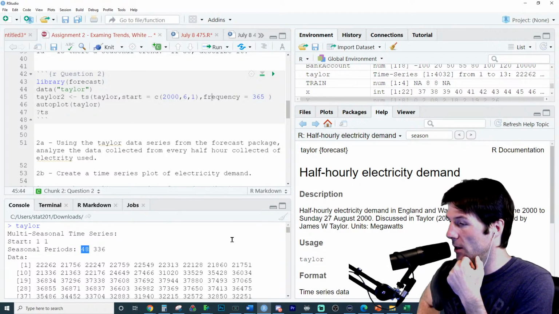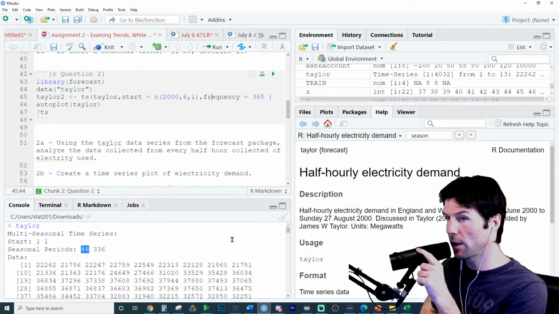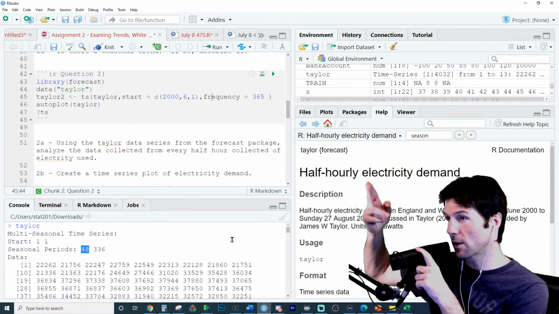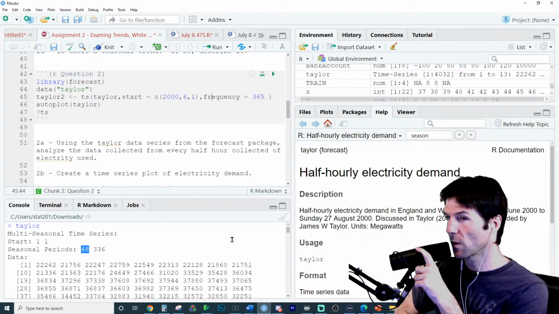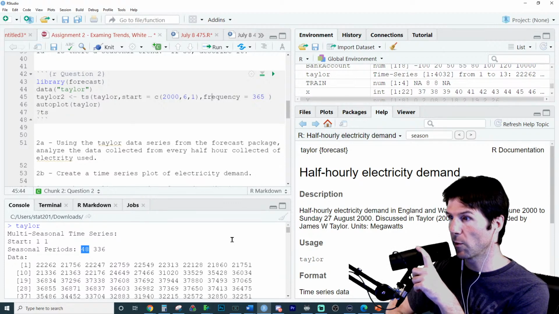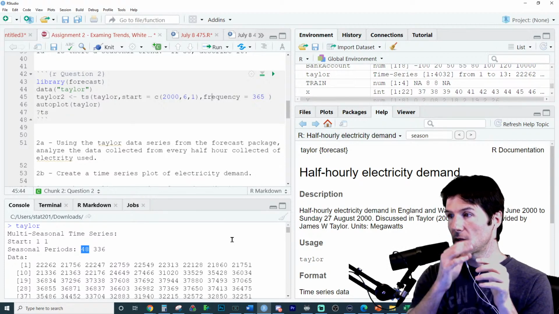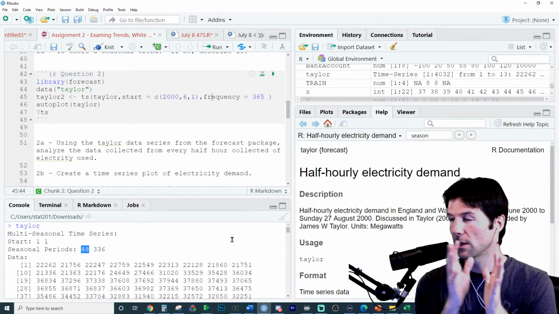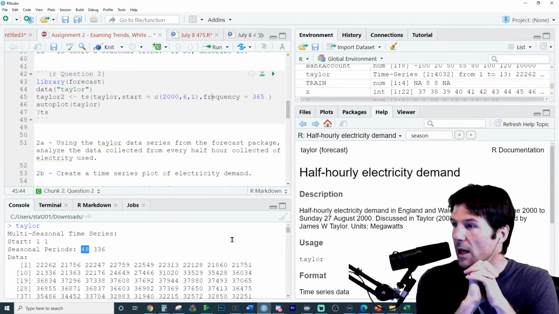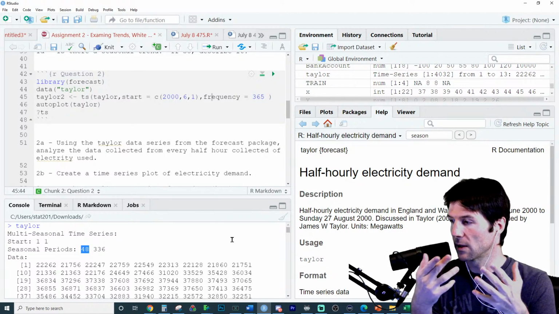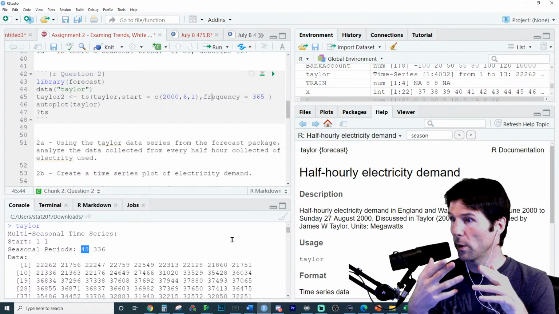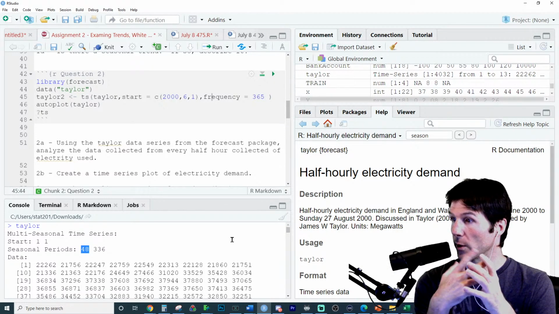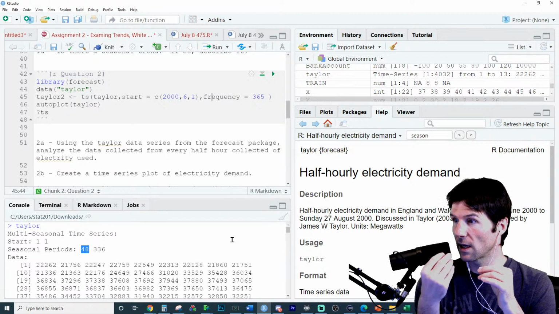Okay, why is it 48 right here? That answers the question of why this is 48. Who knows why this is 48? The answer is up there. Why is this period right here 48? So this is the cycle of it. You think this has a cycle of 48, and you can really see it when you graph it. Exactly, because it's half hourly. There are 48 half hours in the day because there are 24 hours in a day. So this is the one cycle right here.